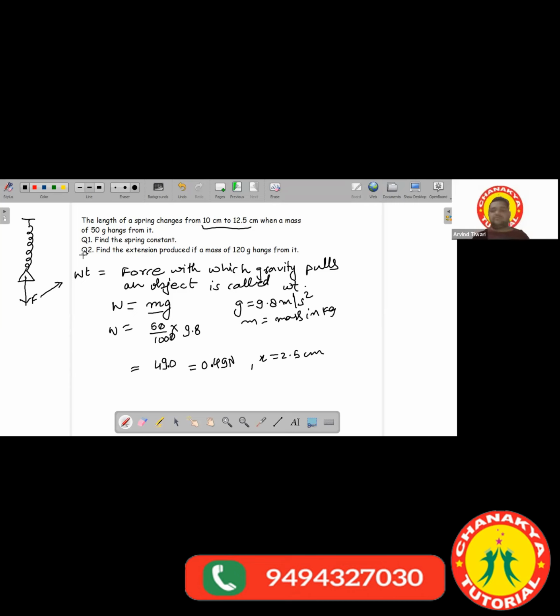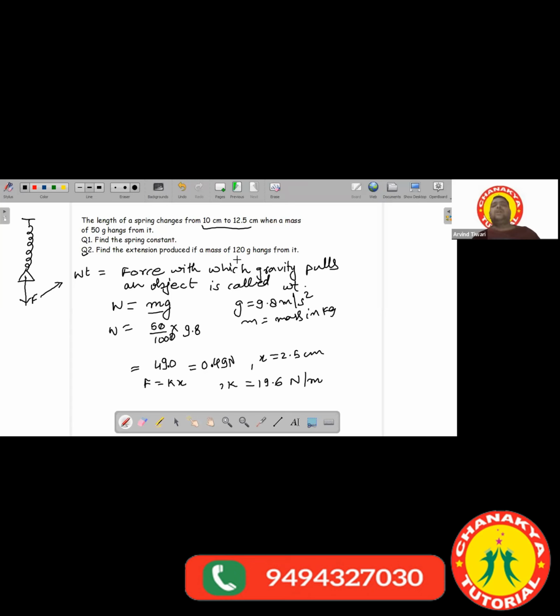You got your answer? Yes. So if you divide, you will be dividing 0.49 by 0.025. You get 19.6. So using this formula, F equals kx, we get the value of spring constant k as 19.6 Newton per meter.